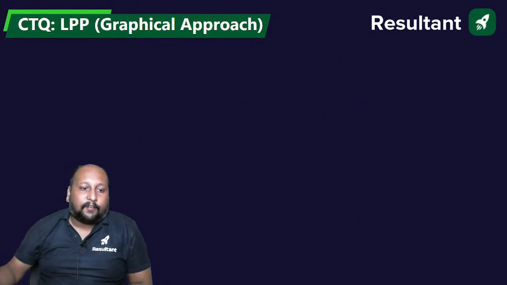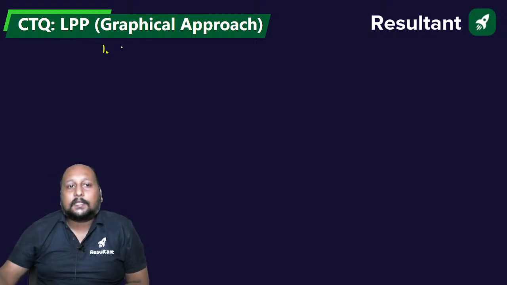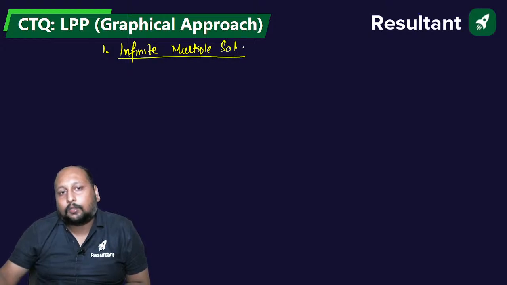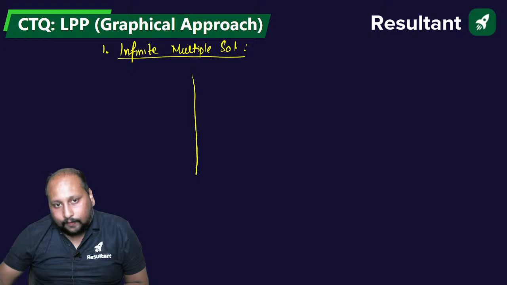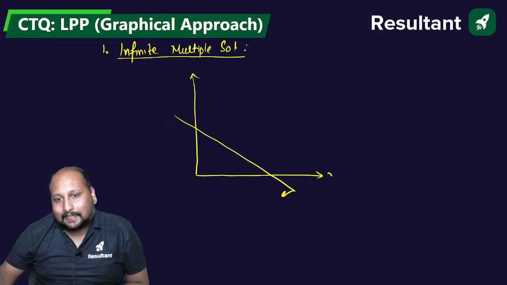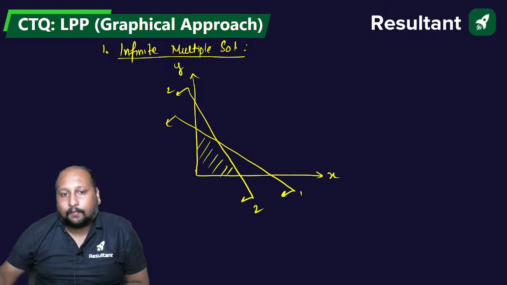Now, if I try to tell some special cases, so the first special case is your infinite multiple solutions. What is the meaning of this? Infinite multiple solutions means, let us suppose we are having some feasible region like this. Let's say this is X, this is Y. Ye aapka constraint 1 hai, ye constraint 2 hai, something like this. Theek hai, let's say this is the feasible region, and we are having the corner points as A, B, C and D. Theek hai, these are the corner points.